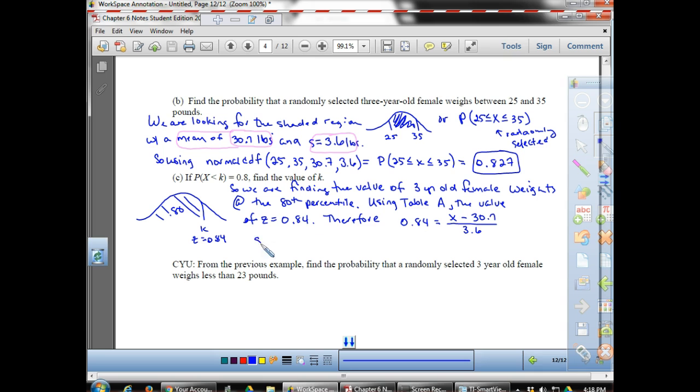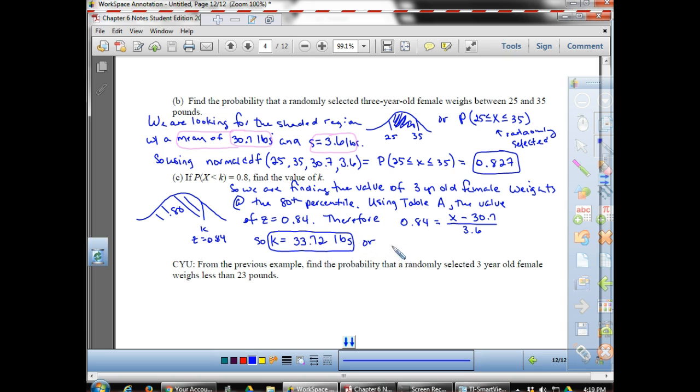So K is equal to 33.72 pounds. So this is our answer. So we are finding the value of 3-year-old female weights at the 80th percentile. So using table A, the value of Z is 0.84. Therefore, if we use the formula for our Z score, we get K at 33.72.